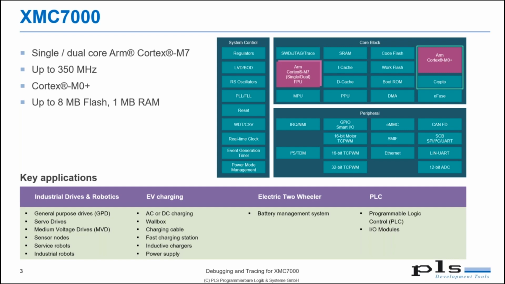As said before, the device is primarily aimed at the industrial market, but some of the peripherals are also interesting for some automotive applications, for example, electric two-wheelers. So on the bottom, you see all the target or the key applications. I've got this from the official Infineon documents here.